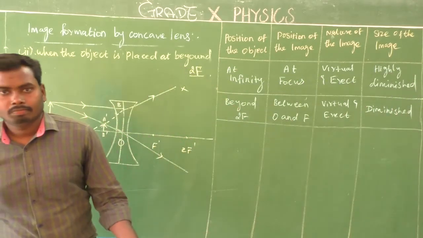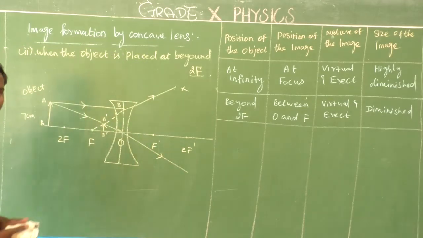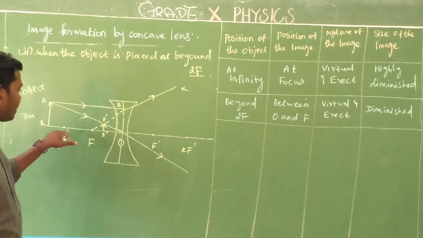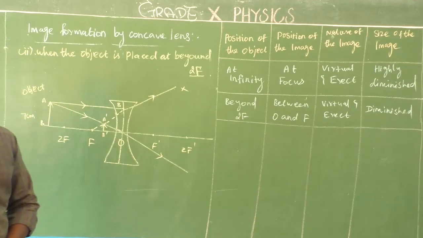Second case completed. That's all. Very simple. Okay. Next, the third one. Where should I place the object? Third case, I am going to place the object at 2f here. Is it clear?